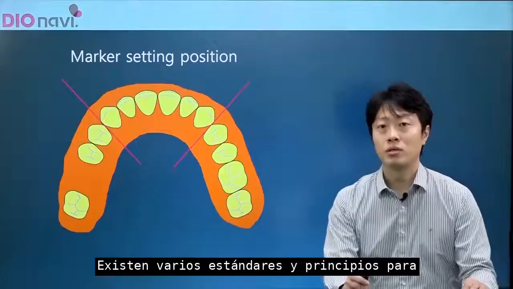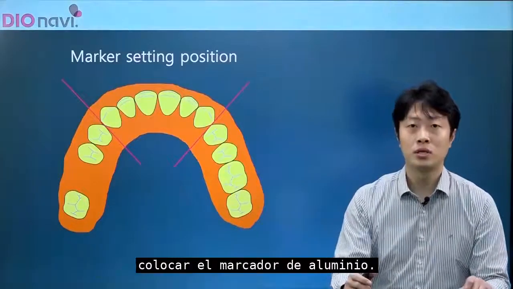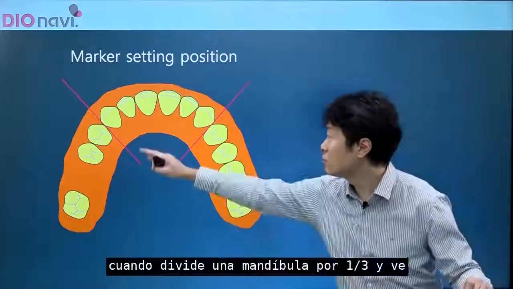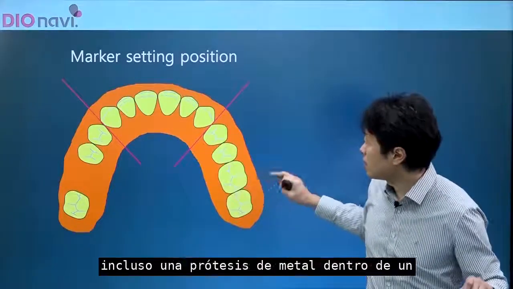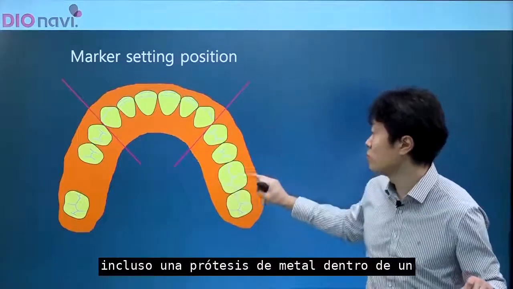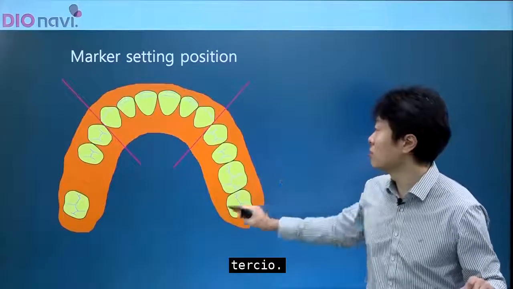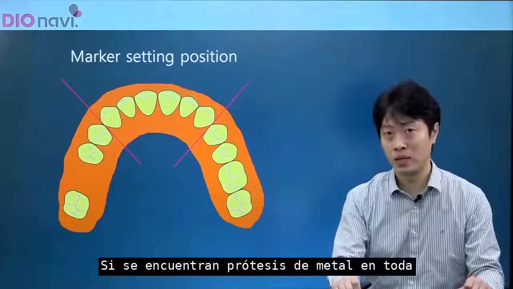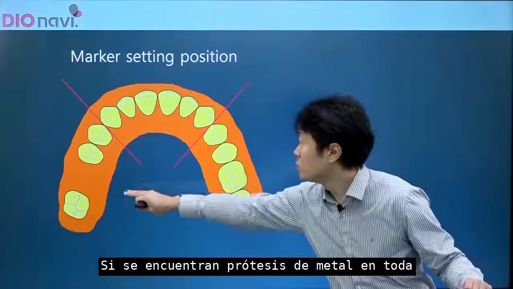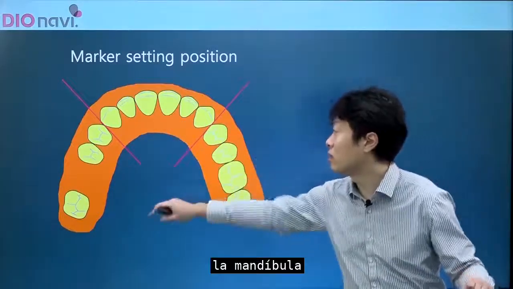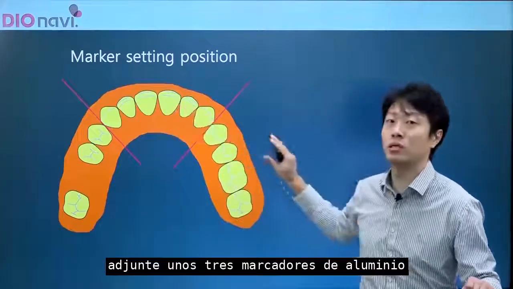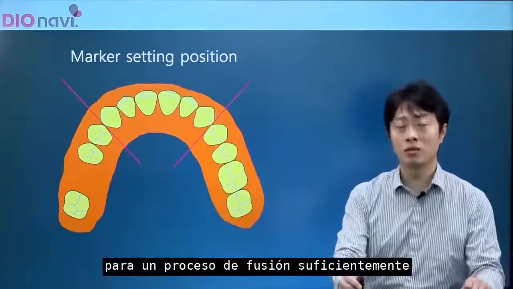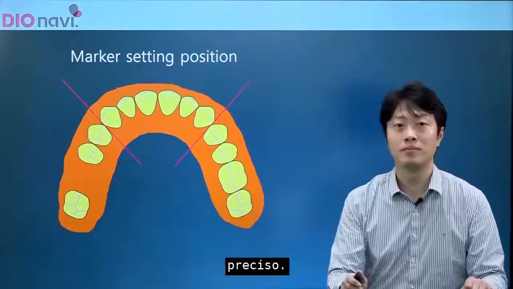There are several standards and principles in attaching the alumina marker. When you divide a jaw by 1/3 and you see even one metal prosthesis within 1/3, the attachment of alumina marker is recommended. If metal prostheses are found across the entire jaw, attach about 3 alumina markers for a sufficiently accurate merging process.